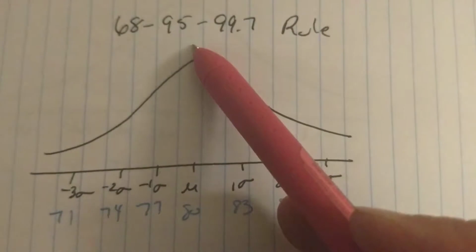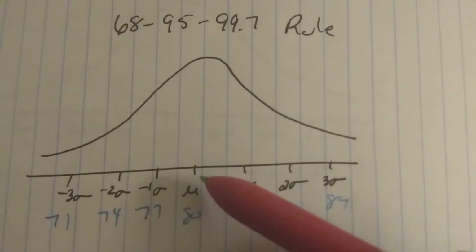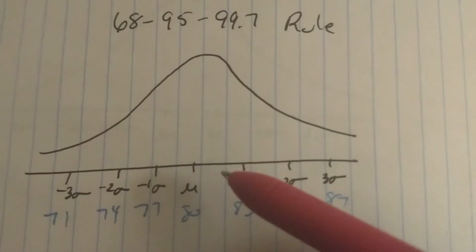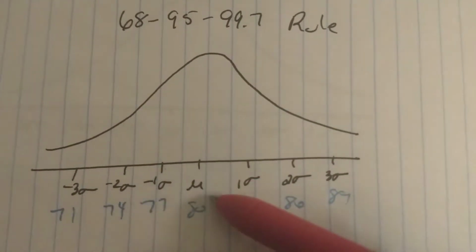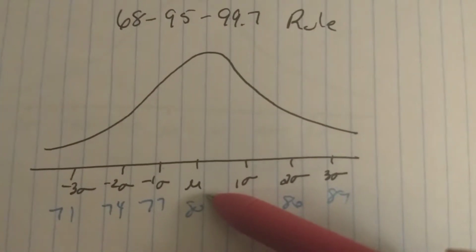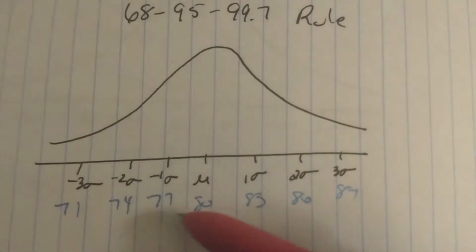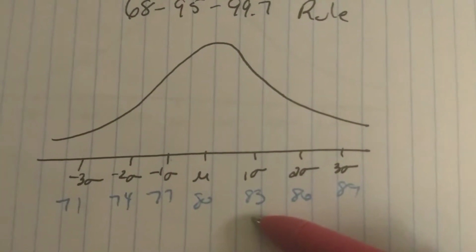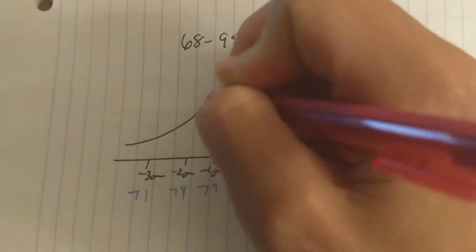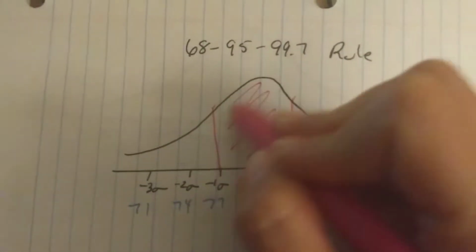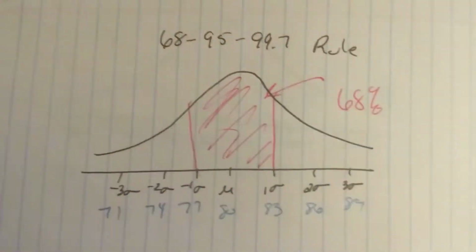The 68, 95, 99.7 rule says approximately 68% of all of the data is within 1 standard deviation of the mean. So that means approximately 68% of the data is between 77 and 83 for the test scores. So that would be from here to here. This is about 68% of the data.